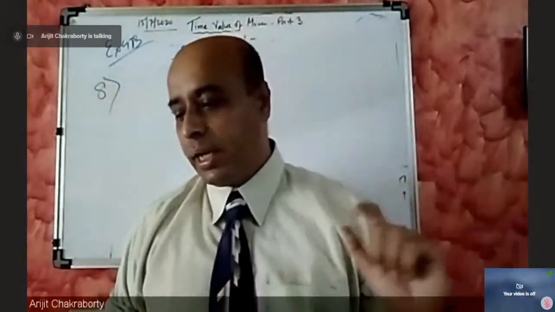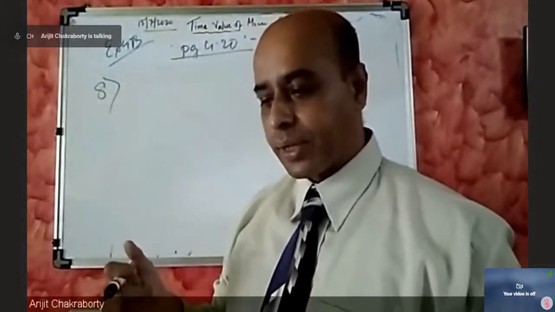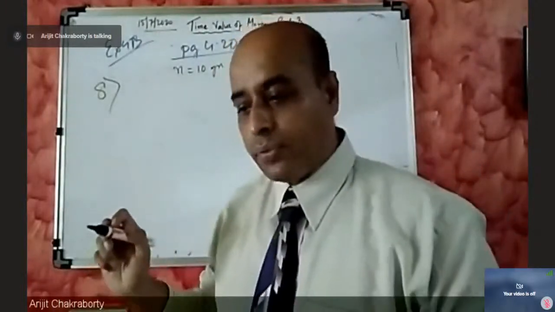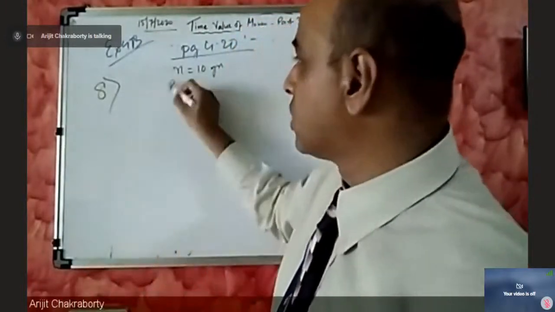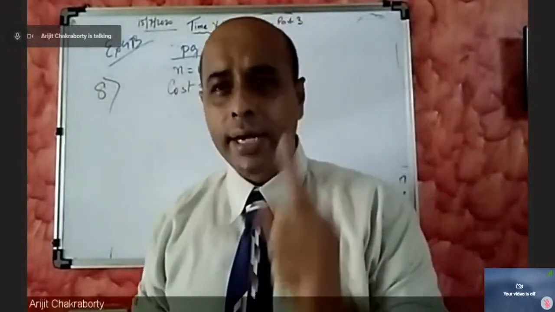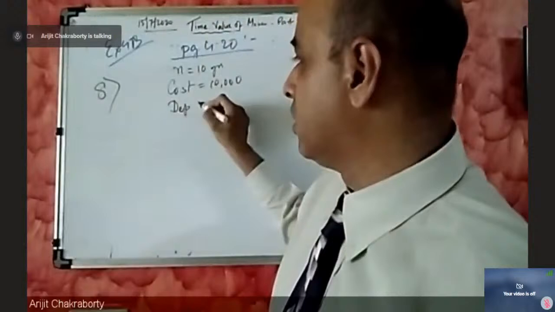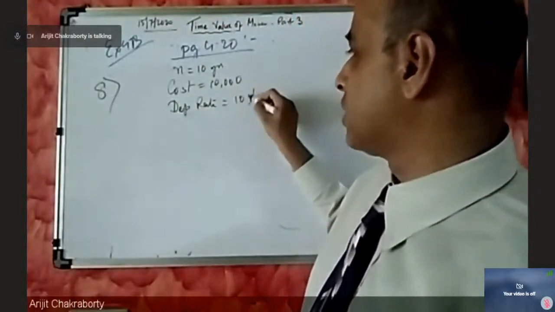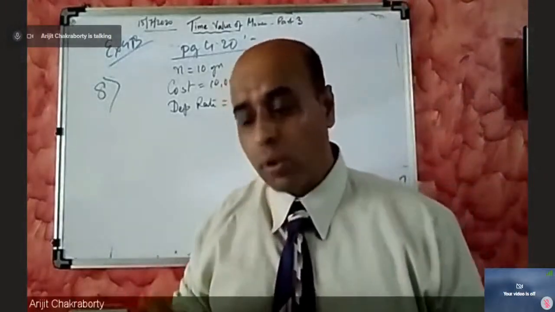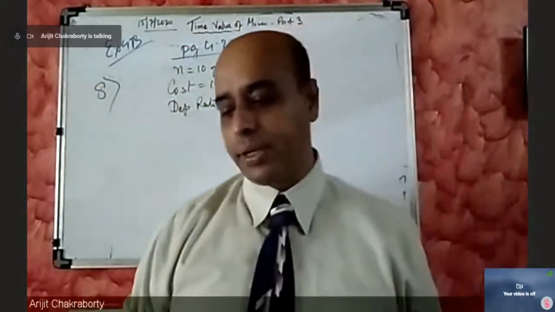The useful life of a machine is estimated to be 10 years and the cost is 10,000. Okay, useful life is 10 years, so n is 10 years. The cost of the machine is 10,000. Depreciation rate is given. Rate of depreciation is 10%, that is 0.1. You have to find out what is the scrap value at the end of its life.